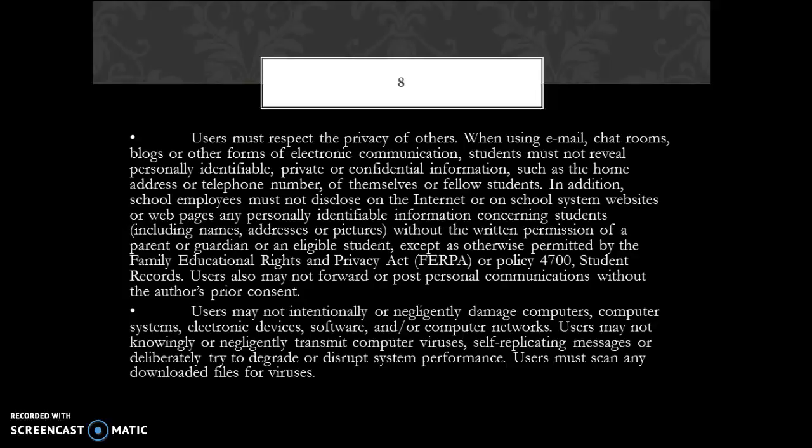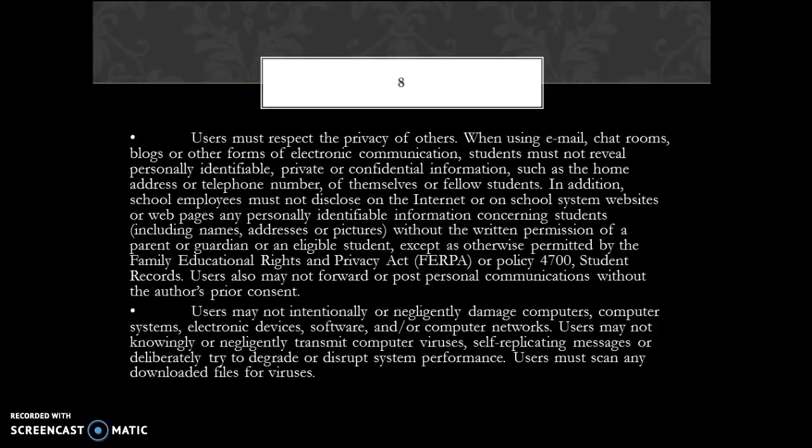In addition, school employees must not disclose on the Internet or on school system websites or web pages any personally identifiable information concerning students, including names, addresses, or pictures, without the written permission of a parent or guardian or an eligible student, except as otherwise permitted by the Family Educational Rights and Privacy Act, FERPA, or Policy 4700, Student Records. Users also may not forward or post personal communications without the author's prior consent.